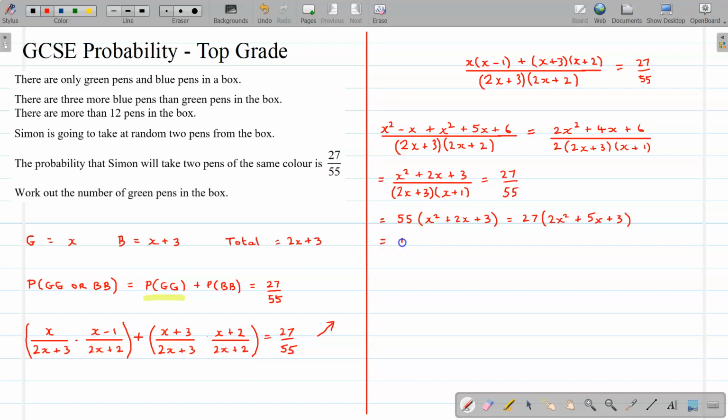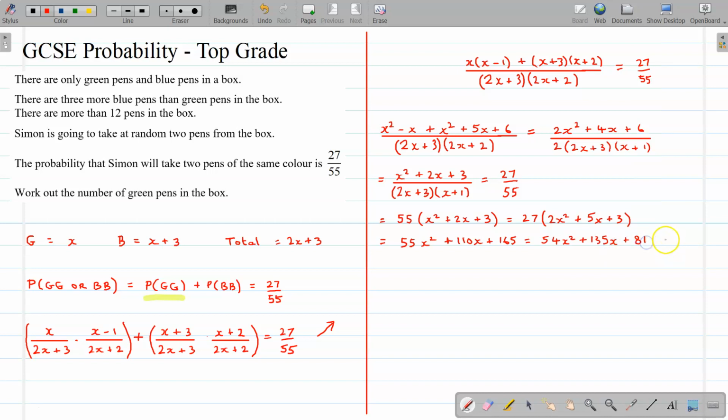So let's take everything and multiply it out now. I've got 55 lots of x squared, plus 110 lots of x, and 165 from the left hand side. And on the right hand side, I've got 54, 27 times 2, 54x squared. I've got 27 times 5, which is 135x. And finally, I've got 27 times 3, which is 81.